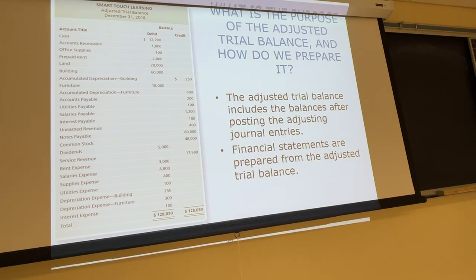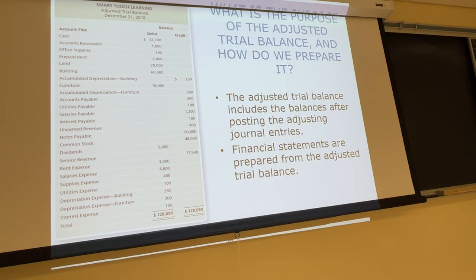And so here's our adjusted trial balance after we've made all of our adjusting journal entries. And at the bottom of it, you can see that the debit column has the same total as the credit column. So by preparing this, we've proven that in fact our accounting equation is still in balance. So the first we do unadjusted trial balance.